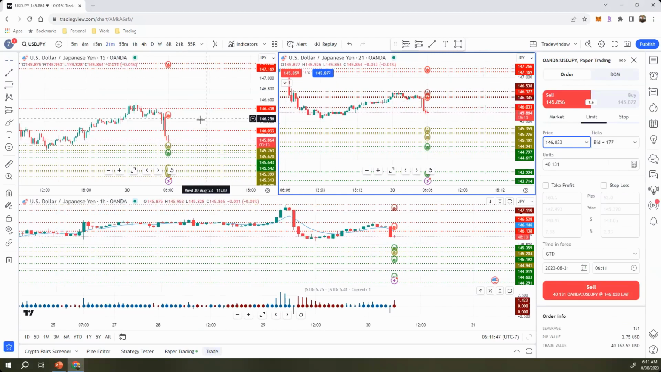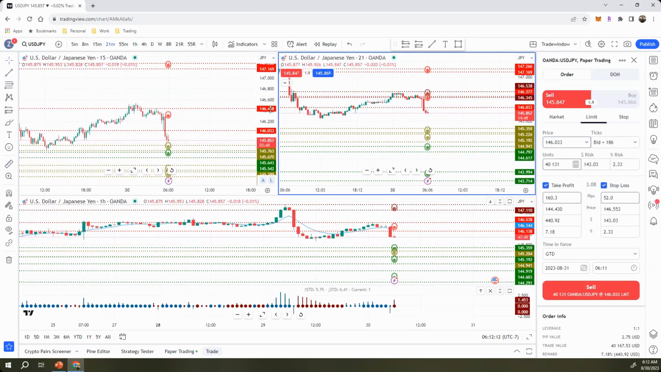Sure. But just like all things with trading, it's all about the data you have. And if your data says that deeper in the UFO is where you have more success, then by all means do that. Just definitely record how much of a difference that will make in overall trading. All right, 146.033 being our entry.